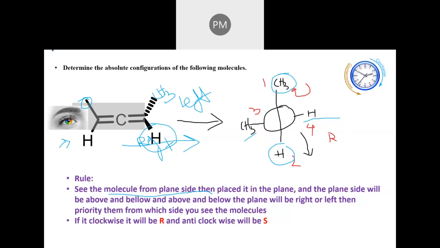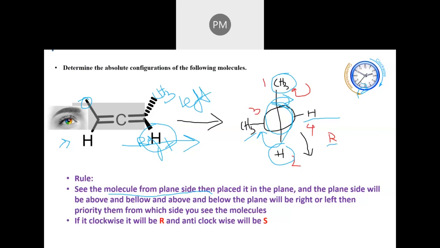Now we have to rotate first, second, third. How is the rotation? First, second, third, the rotation is like this. Is it clockwise or anti-clockwise? This is a clockwise rotation. If the rotation is clockwise, then this configuration will be the R configuration. So what is the rule?